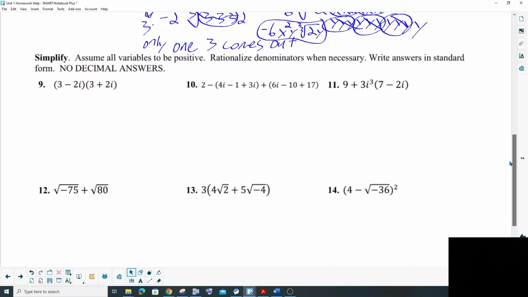Okay, good job. We got number 9. Let's go, number 9. In all seriousness, what is i times i? I to the second power. So 3 times 3 is 9. -2i times 2i. What's that? It's -4i squared.